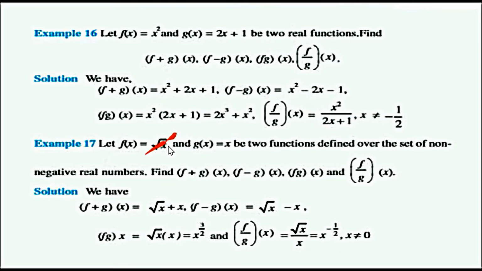Now f(x) is root x, that is, x to the power half. g(x) is x. You want to find f + g. f(x) + g(x), that is root x + x. f - g means root x - x. Now f(x) into g(x), root x into x. Root x is x to the power half and x is x to the power 1. So half plus 1 is x to the power 3 by 2. What about division? This is x to the power half, and this is x to the power 1. When you subtract the powers, half minus 1 will give you x to the power minus half. x cannot be 0.